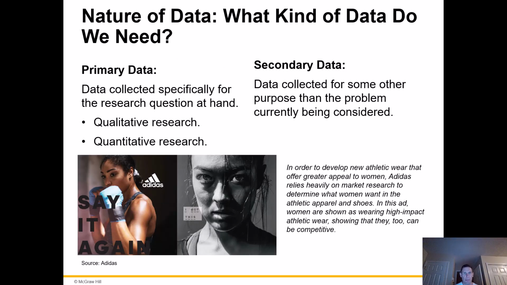Now, let's talk briefly about primary versus secondary data. So primary data, think about primary, that's a sort of synonym for first. Primary data is data collected specifically for the research question at hand. And this could be either qualitative or quantitative research. Secondary data, on the other hand, is data collected for some other purpose than the problem currently being considered. So secondary data is obviously easier to get. You can do things more quickly with secondary data, but it doesn't necessarily mean that the data you're using is the best data for your purposes, because it wasn't collected with your research in mind.